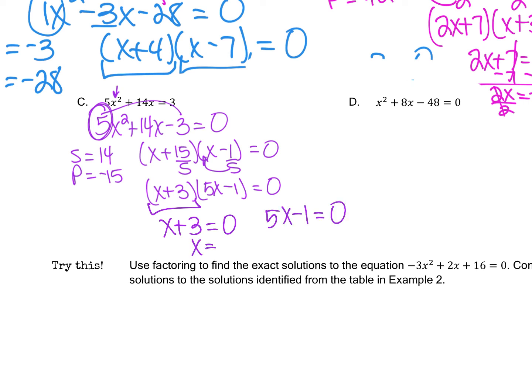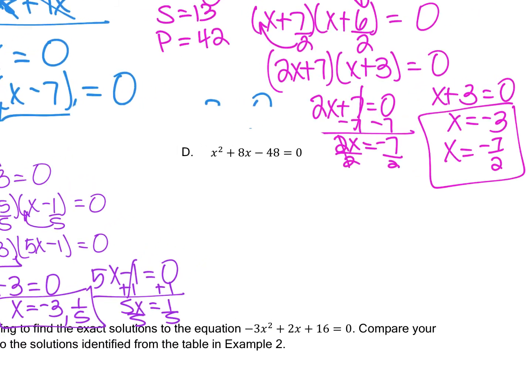So that's x equals negative 3. If you need to, solve this one. The other one would be positive 1/5. So again, this is solving a quadratic equation by factoring.